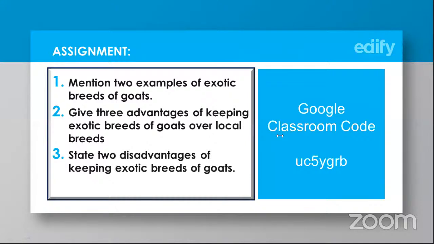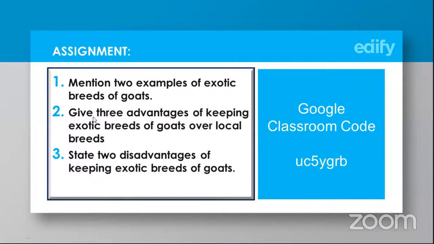Jesse, apart from those two that Francis has given, Jesse, can you give us other two? Yes, Jesse? A nanny goat. A nanny goat is a female goat. The female goat is called a nanny goat. But now we are looking at the examples of exotic breeds. Where Francis said we have the Sanen goat and the Angora goat. How about you, Mugisa? The Sanen goat. You say Sanen goat.